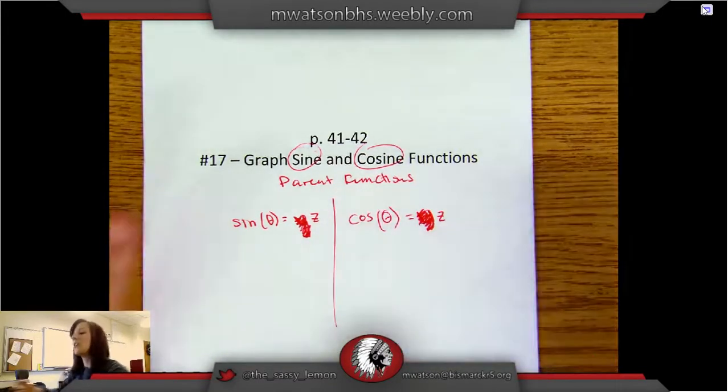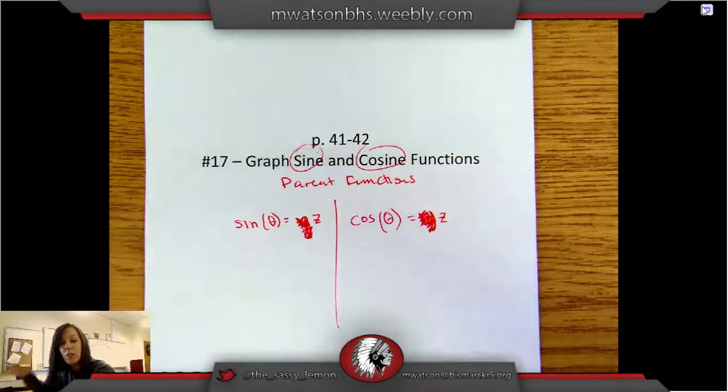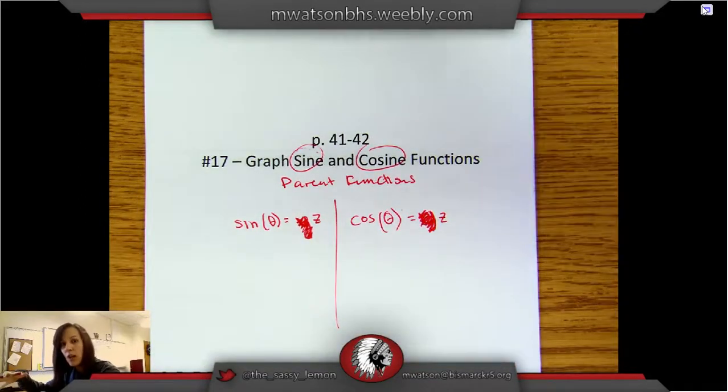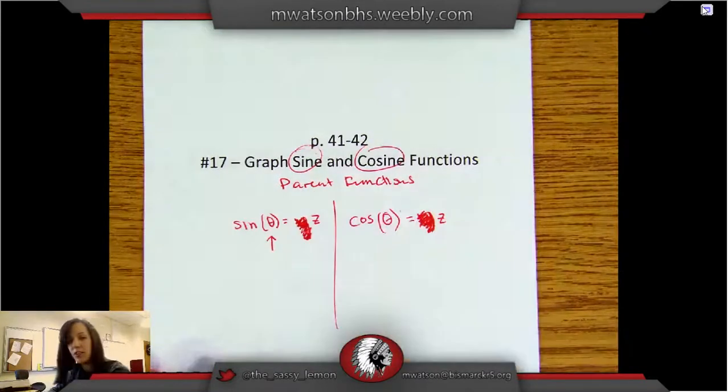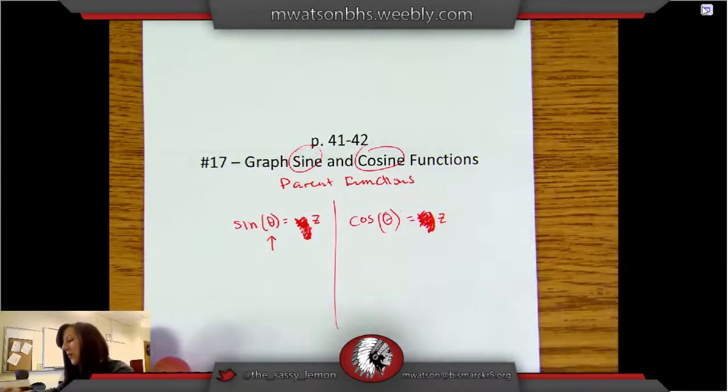So parent functions just mean the most basic form of a type of graph. And so far we've been talking about sine and cosine equaling something over something, a ratio of a side length to another side length. But now we're just going to talk about what we get when we insert an angle measure. When we put in an angle measure, what do we get out of it? So here, we're not going to be talking so much about sides of a triangle or x over y or anything like that. We're just going to be looking at what our output is, and we're going to graph it like a coordinate.